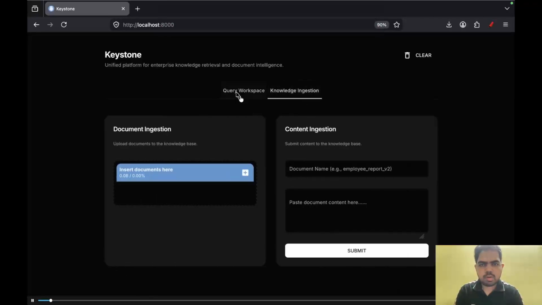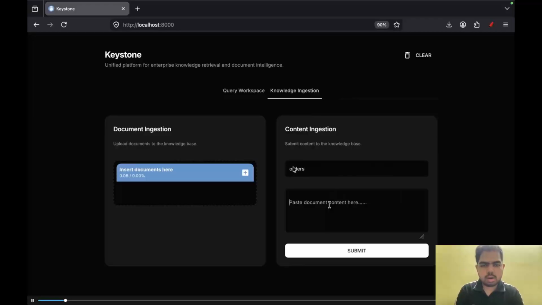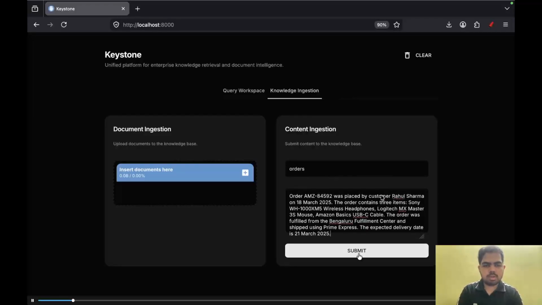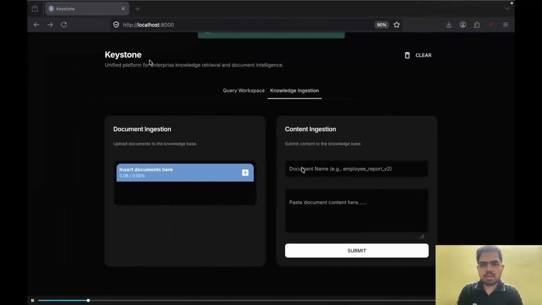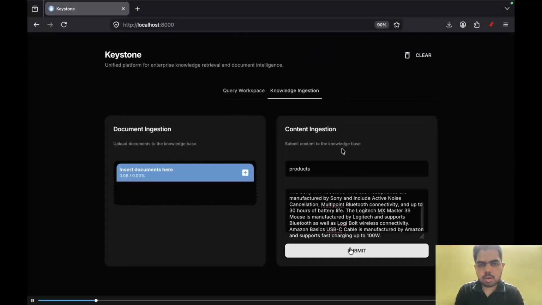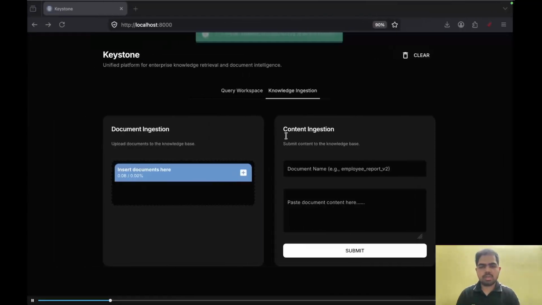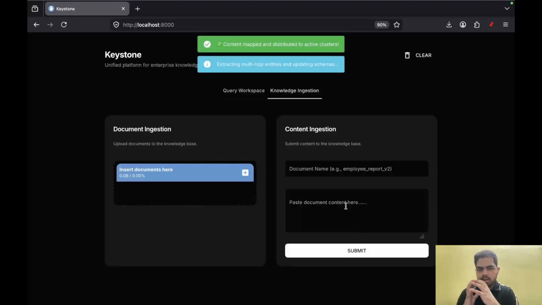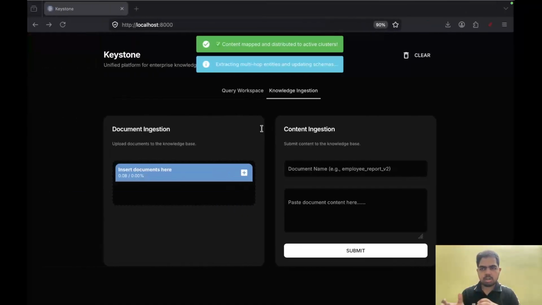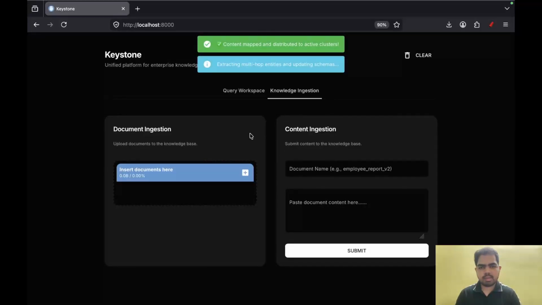We can see we have the query workspace and knowledge ingestion. In the knowledge ingestion, we are entering all the documents that we have along with the information that the documents carry. Over here we have four documents, and these documents have certain relationships between them as well. The aim is to show that not only is the semantic meaning conserved, but the relationship between the documents is also conserved. All four documents have been ingested.